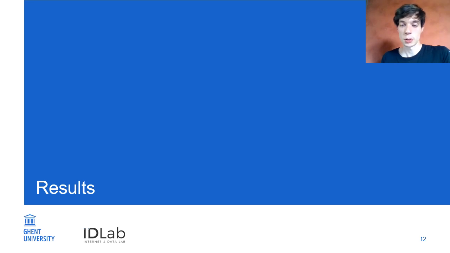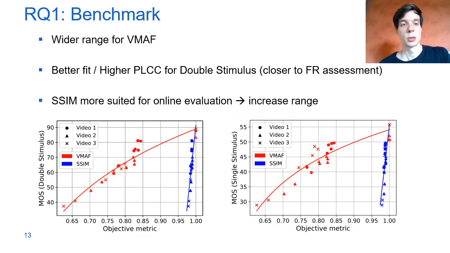Which brings me to the results of our study. So first of all, in terms of benchmarking, we see that VMAF is, for both the double and the single stimulus approach, providing a working range that is about a factor of 10 wider than is the case for SSIM. In addition, you can also notice that the fitted curve of our VMAF is a better fit for the double stimulus approach than is the case for the single stimulus approach, which is of course logical, as double stimulus is closer to full reference assessment.